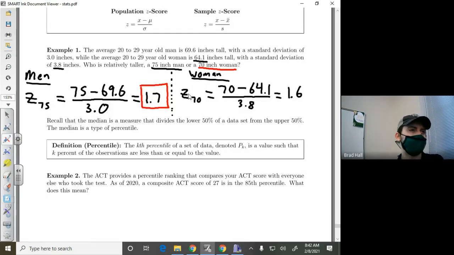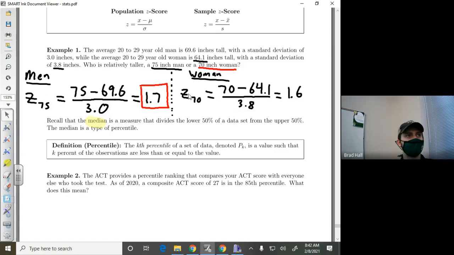let's recall the median. Let's bring the median back up. So the median is a measure that we didn't talk about too much before. It did come up, but we're going to emphasize this fact about the median. The median is a measure that divides the lower 50% of the data from the upper 50%. The median is a type of percentile, which we're going to define here momentarily.